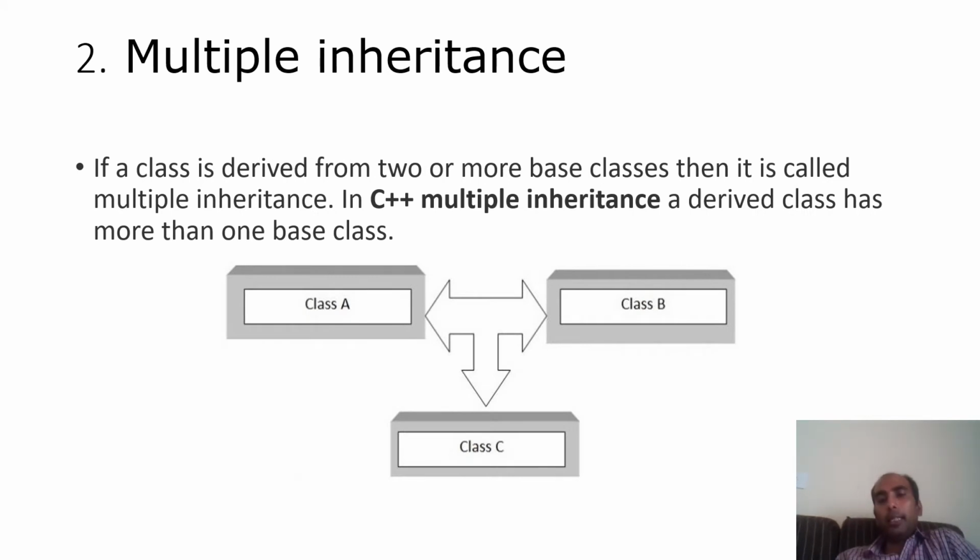What is multiple inheritance? As its name implies, multiple. So multiple base classes and one derived class. When you are going to acquire the property of more than one base class, like mother and father, there are two classes and there is a class child, which is acquiring the property of both mother and father.